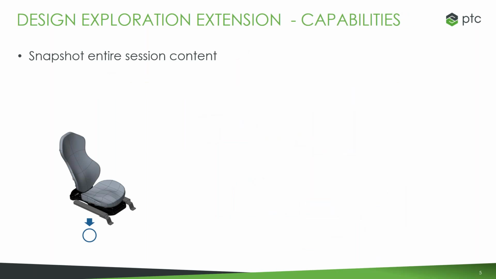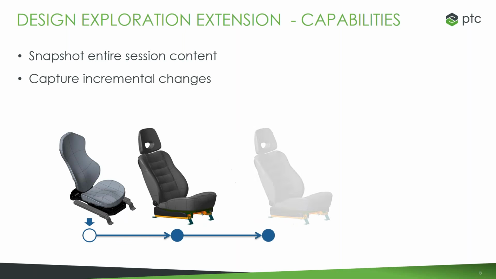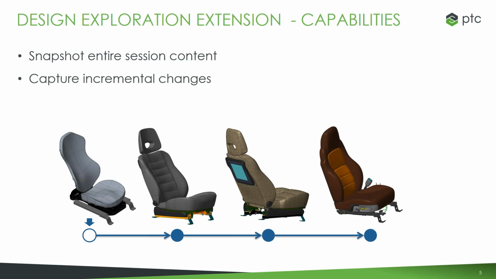So some capabilities that this extension brings to the table is, first off, you can snapshot the entire session content. You start with whatever version of your model you're working with, take a snapshot of that, and then start working off of that snapshot. It can then capture the incremental changes from one version to the next. So rather than saving off a bunch of different versions of the model, it's just going to save the difference, or the change, from one to the next, so you can easily switch between those.